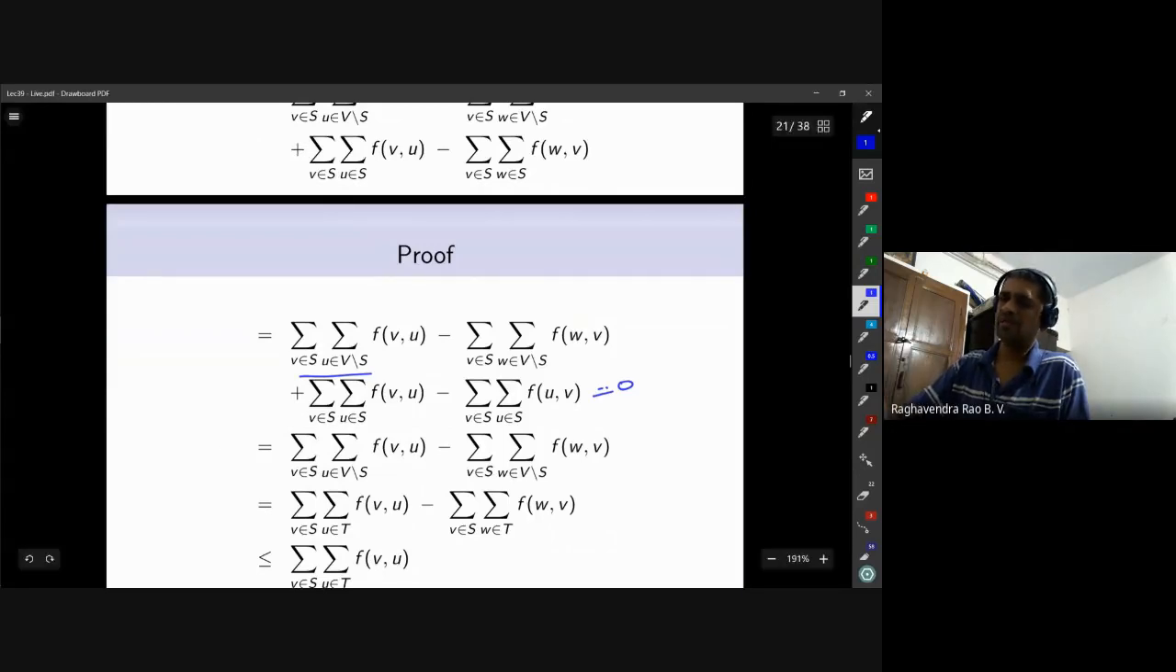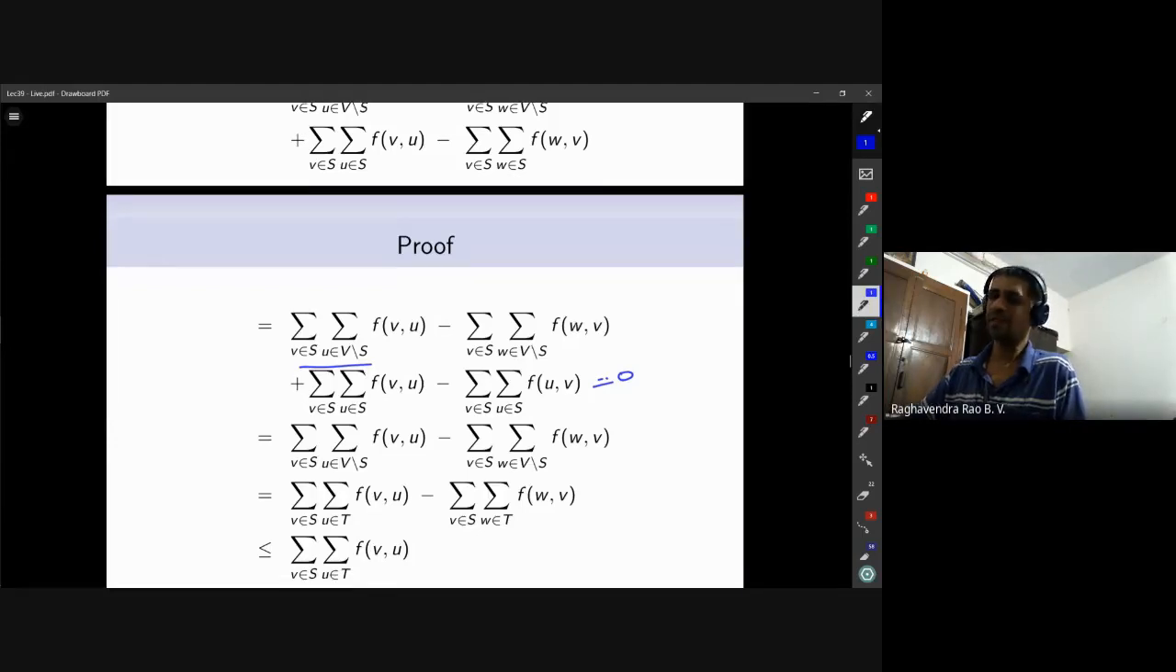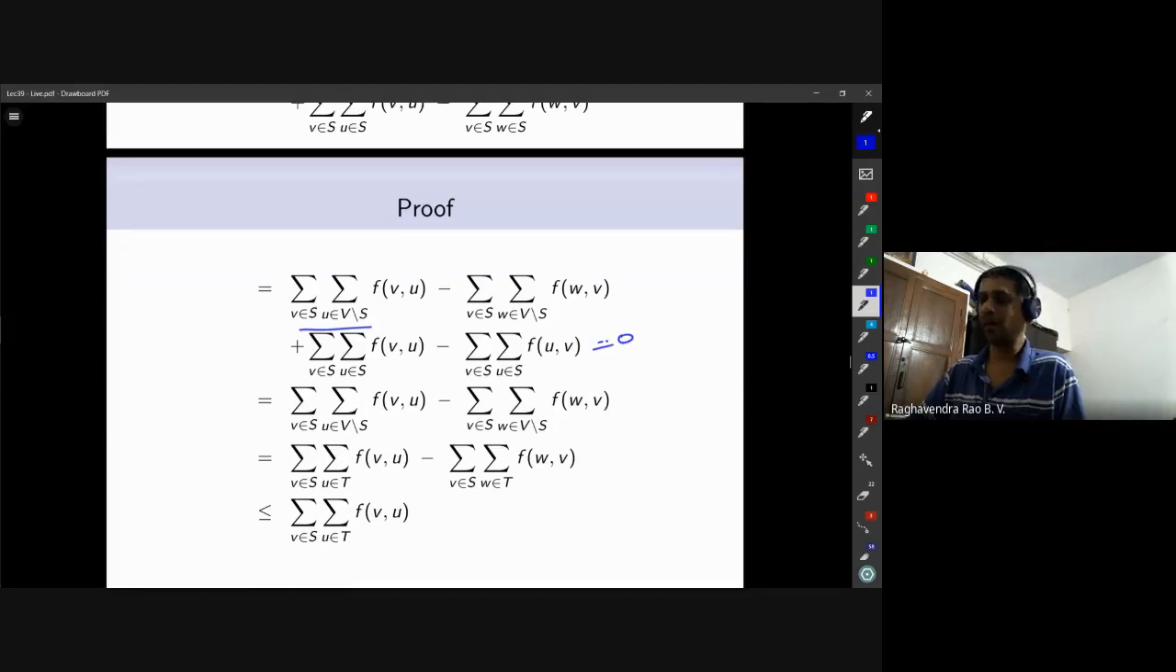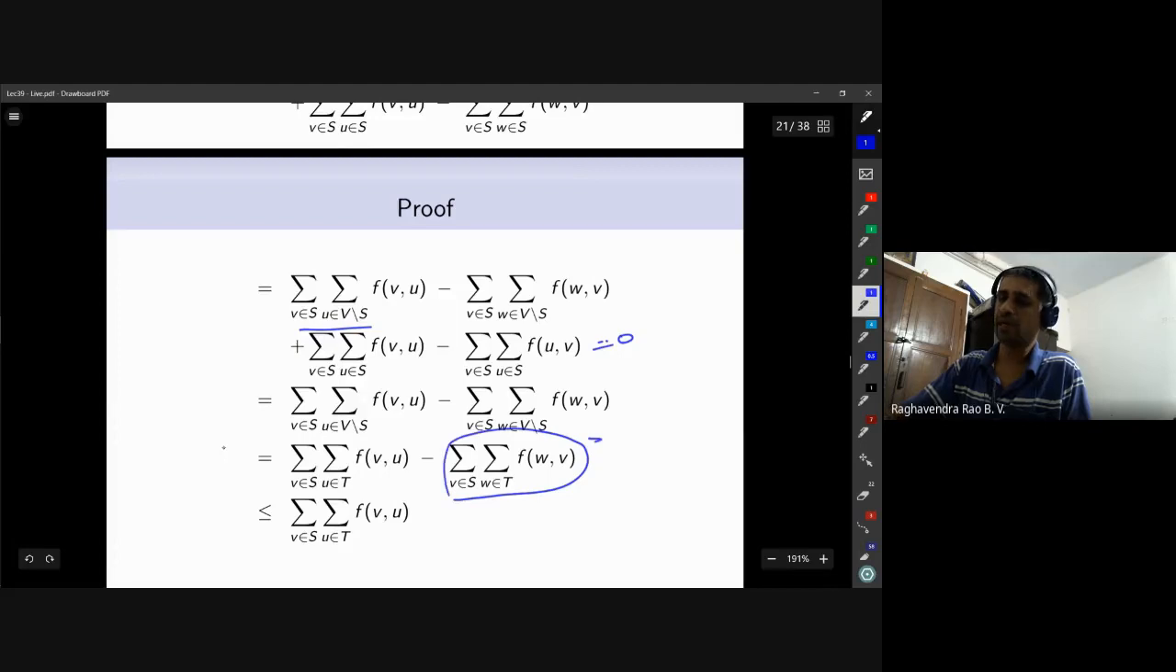So now V minus S is nothing but T, right? Remember that S union T is a partition of V. Okay, so I can just rewrite this as the sum over V in S, U in T, F of VU minus the sum over V in S, W in T, F of WV. But now remember that the flow values are non-negative, right? It can be 0, but it will be non-negative always by definition. So this value, if at all, will be greater than or equal to 0. Or in other words, I can say that this summation is upper bounded by only this portion.